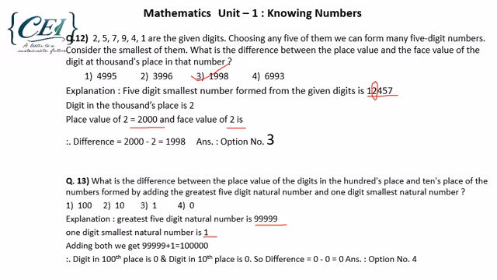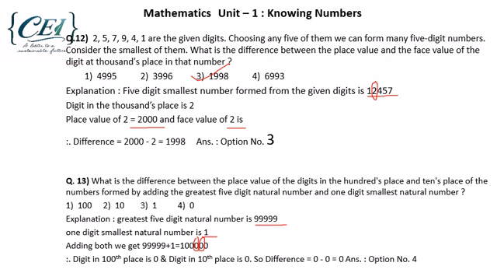So who is at hundreds place? Hundreds place we have 0. Who is at tens place? Tens place is also 0. Correct. So the difference between the place values.